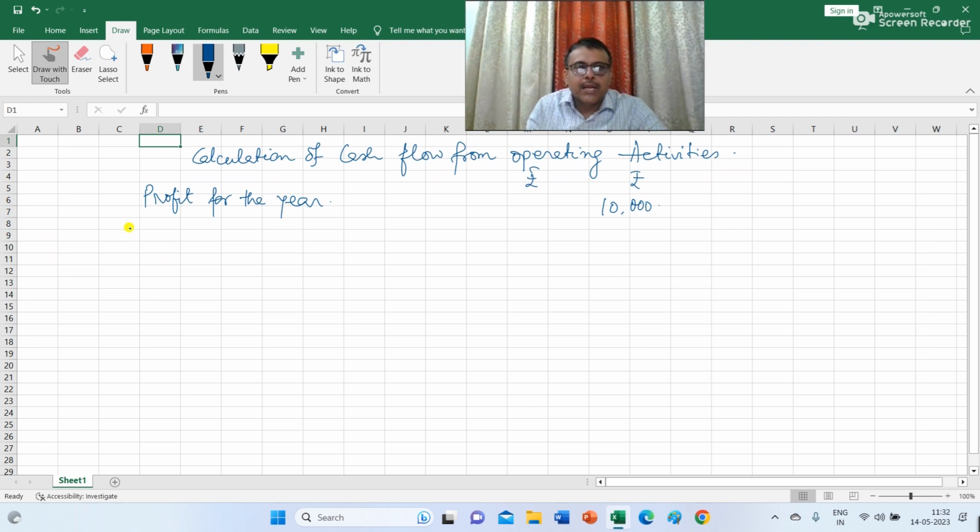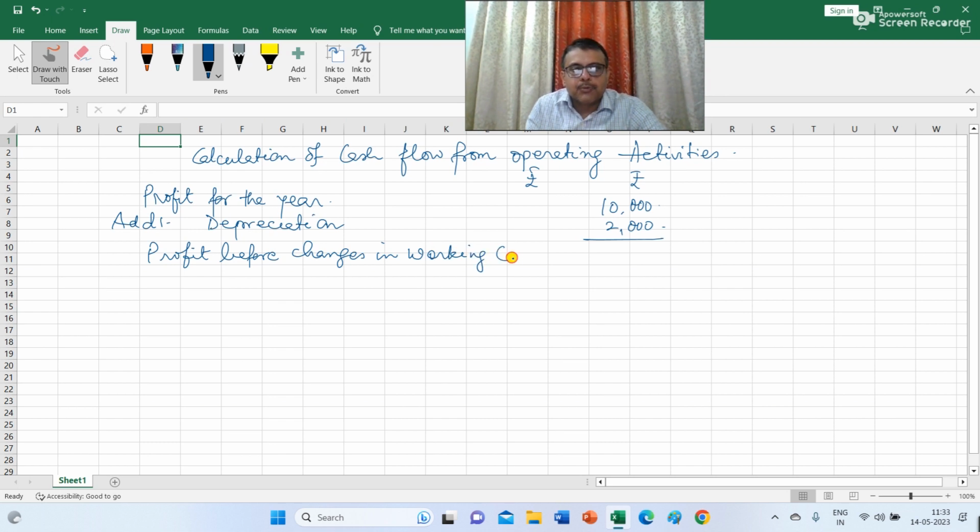Depreciation being a non-cash item, I have to add back the amount of depreciation. So depreciation is for rupees 2,000. So this is profit before changes in working capital. So I have arrived at this figure, that is profit before changes in working capital, which is calculated at rupees 12,000. Now in the question, the current assets and current liabilities are given.